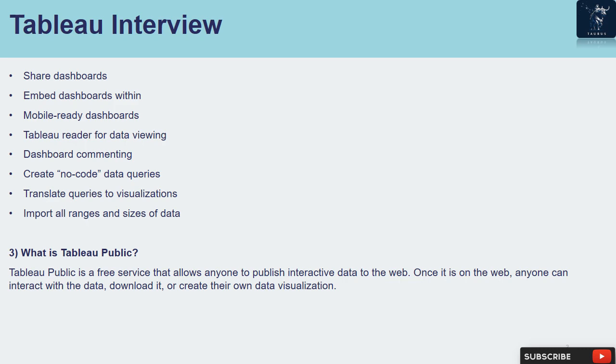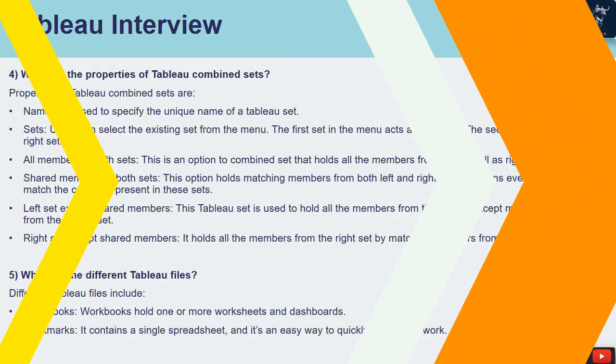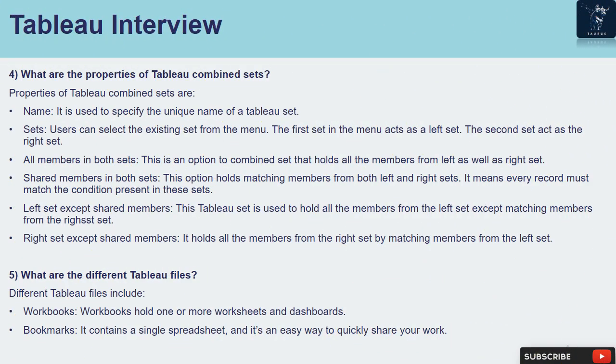3. What is Tableau Public? Tableau Public is a free service that allows anyone to publish interactive data to the web. Once it is on the web, anyone can interact with the data, download it, or create their own data visualization. 4. What are the properties of Tableau Combined Sets?